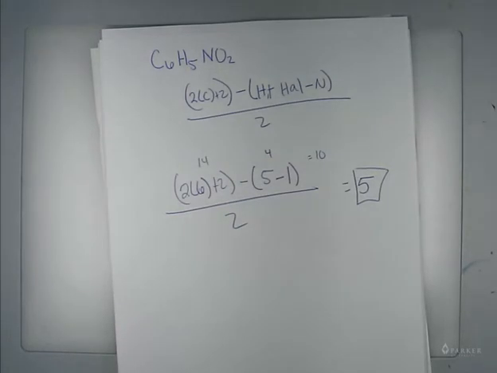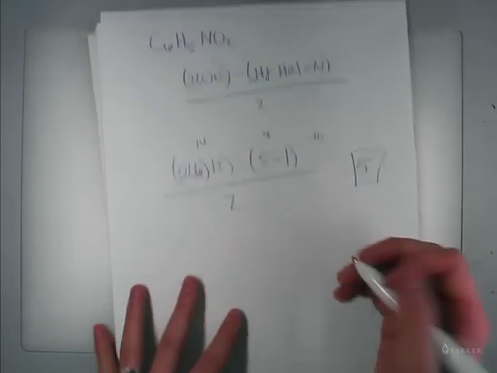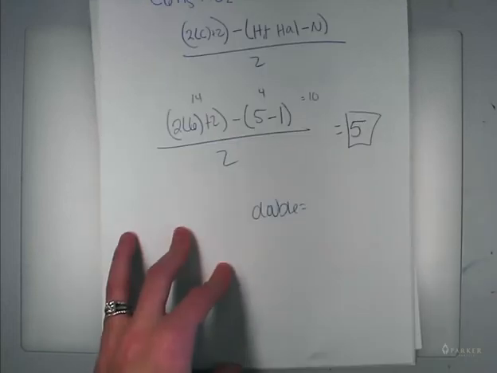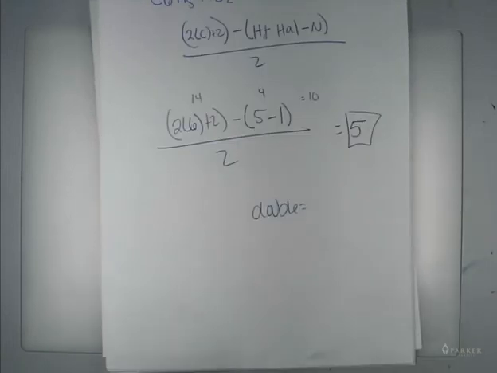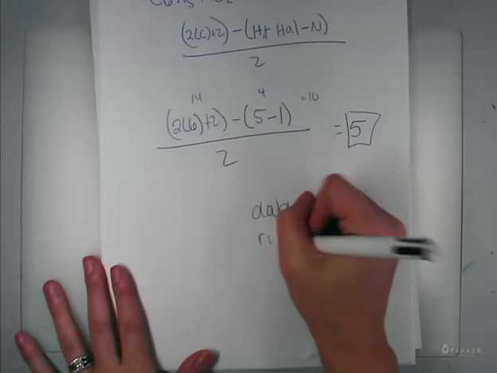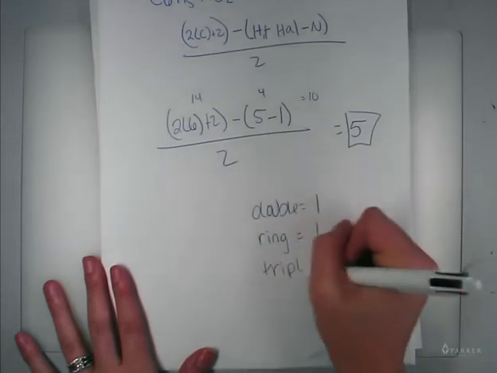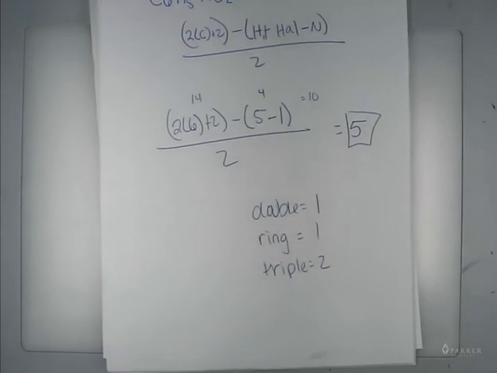What is a degree of unsaturation? It's the loss of 2 hydrogens. So if we have a double bond, how many degrees of unsaturation? 1. A ring? 1. And a triple bond? 2. We also looked at some naming.